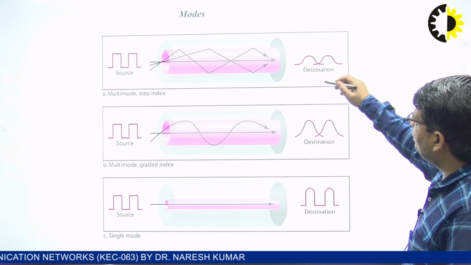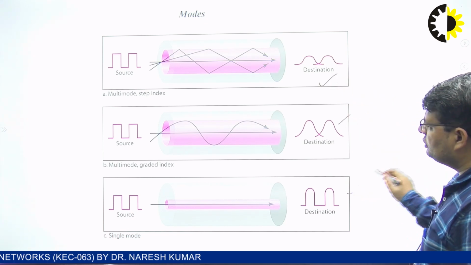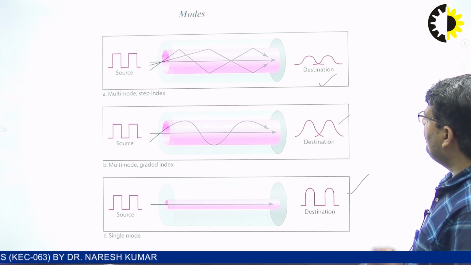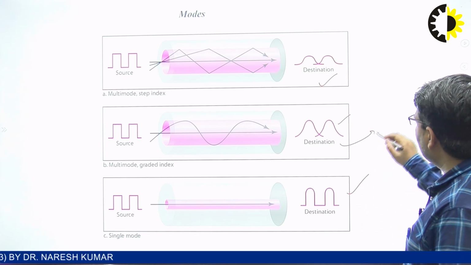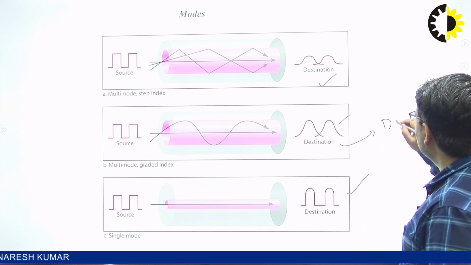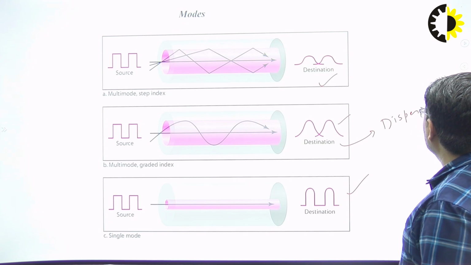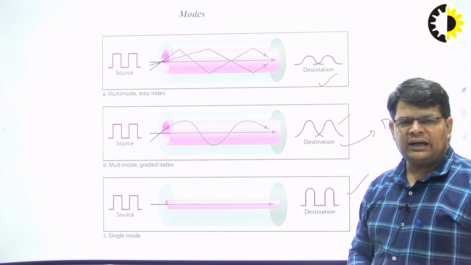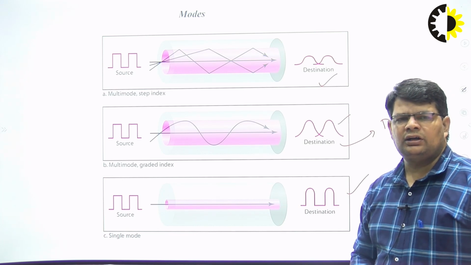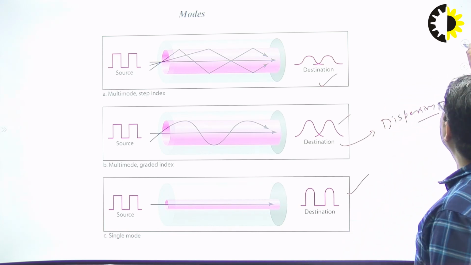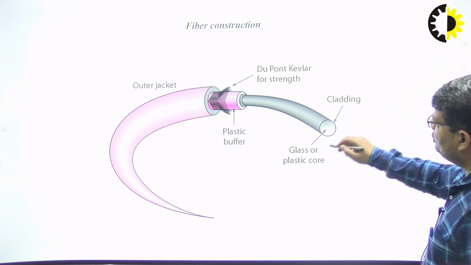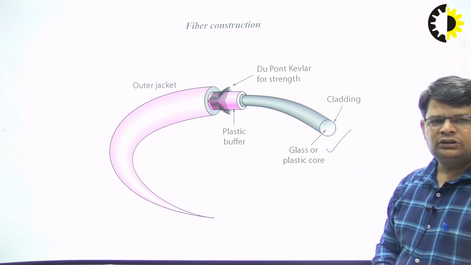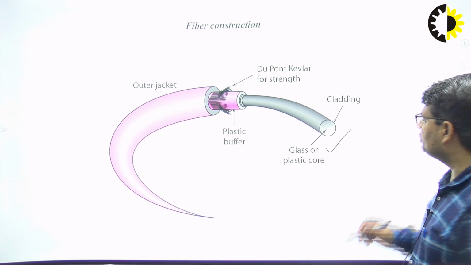Here we have seen different modes as discussed, and inside the fiber there is a phenomenon known as dispersion, that is broadening or spreading of the light pulse inside the optical fiber cable. So this is one diagram for the optical fiber construction.